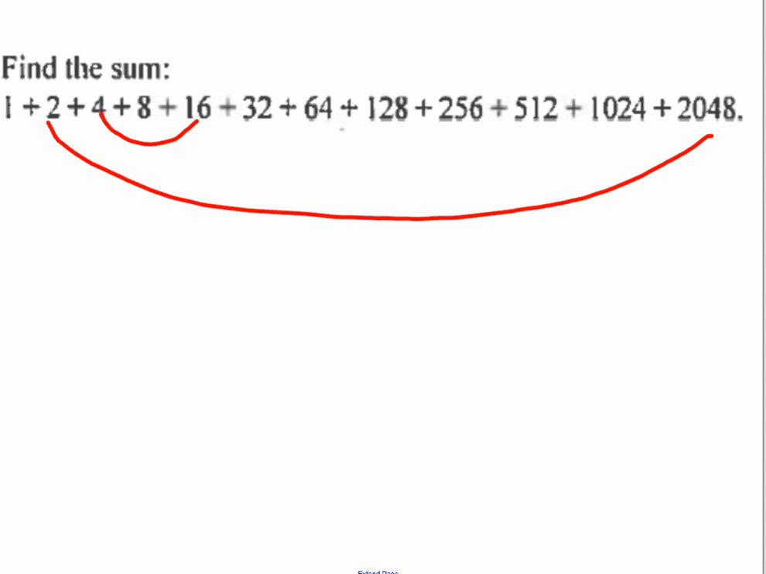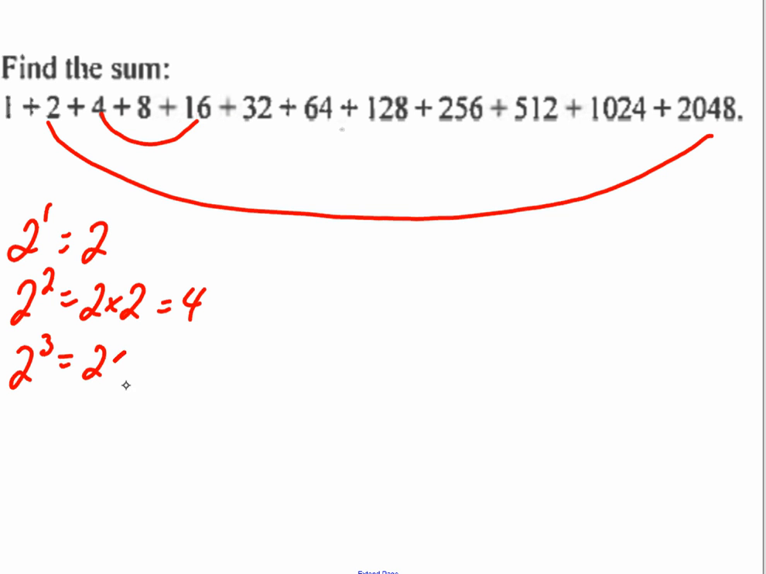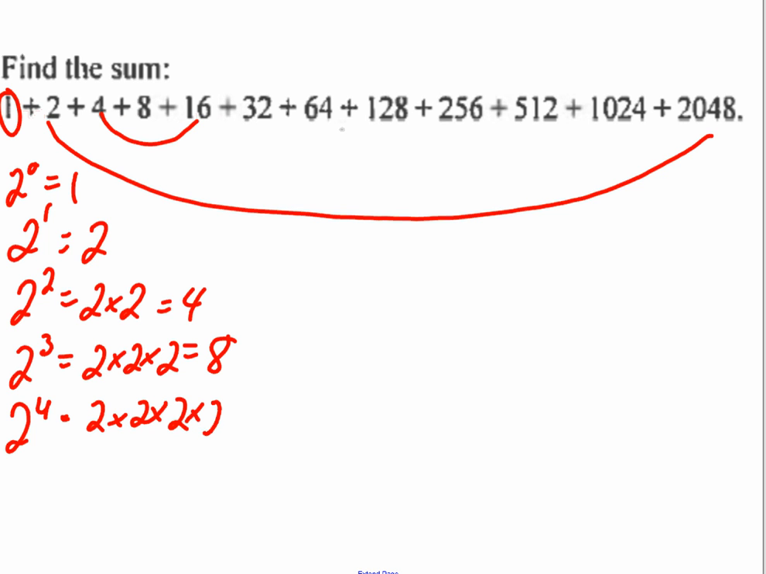So 2 to the exponent of 1, which means 2, is equal to 2. 2 to the exponent of 2, which means 2 times 2, is equal to 4. 2 to the exponent of 3, which is 2 times 2 times 2, is equal to 8. This one is actually 2 to the exponent of 0, and anything to the exponent of 0 is 1. So if you keep going through, these are all powers of 2.